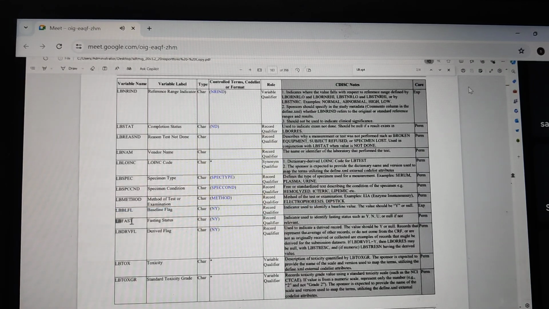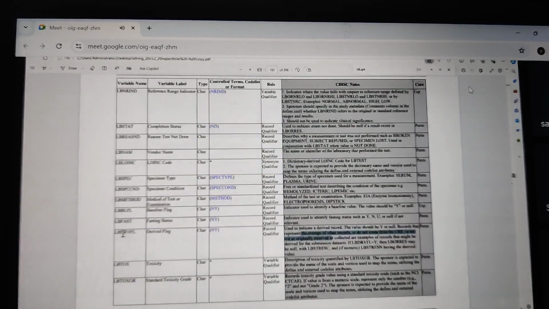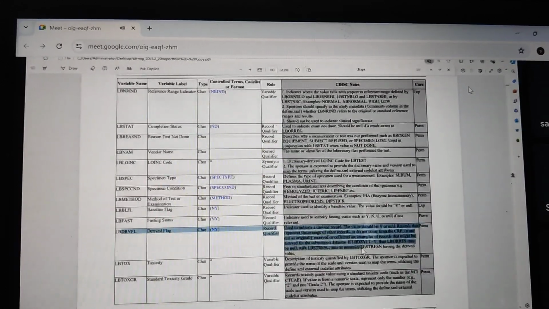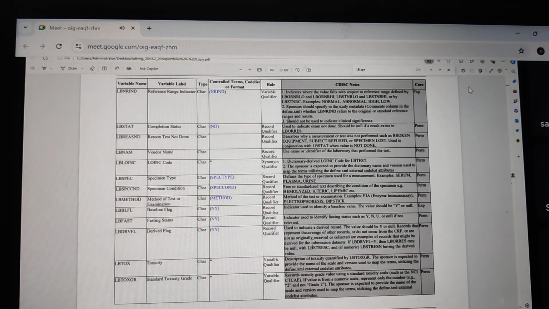LBFAST is nothing but the fasting condition. When the sample is collected, is it a fasting condition or a fed condition? If it's a fasting condition, they should have put yes. If any variable is derived, the derived flag should be Y. For example, with conversion factors, if a record is derived, then for that particular record the derived flag should be Y.